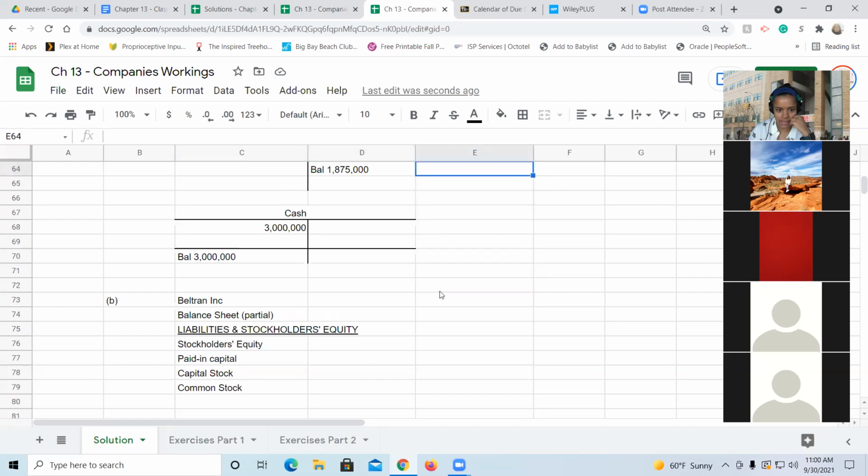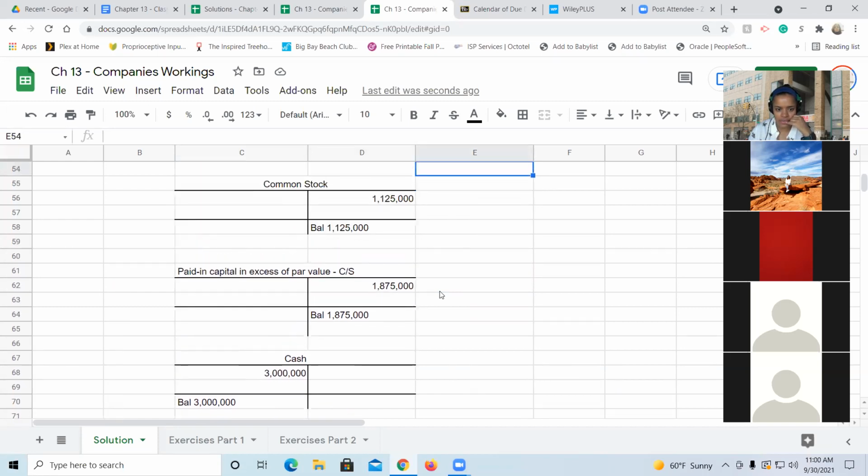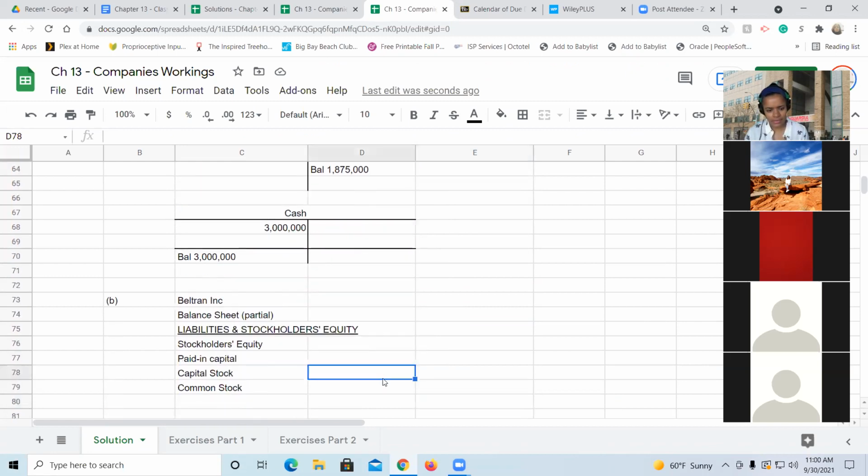So the ending balance on the ledger is always going to be what goes to the trial balance, and that's also what goes into the financial statements. It's always the ending balance, not some intervening one. So if there were two numbers here and they were added together, we would take the final number. So in this case, it's 1,125,000, and that's what we put in as our common stock balance over here.